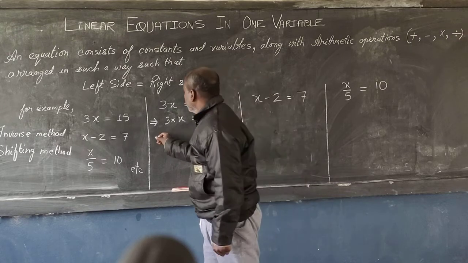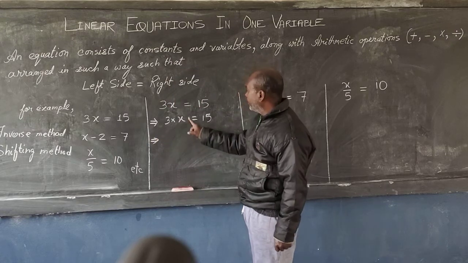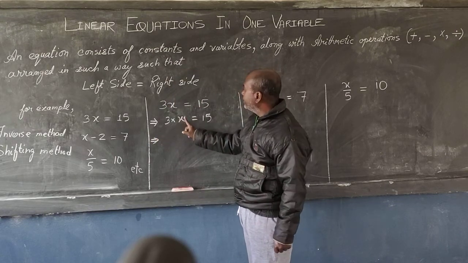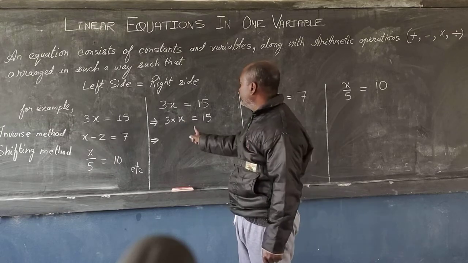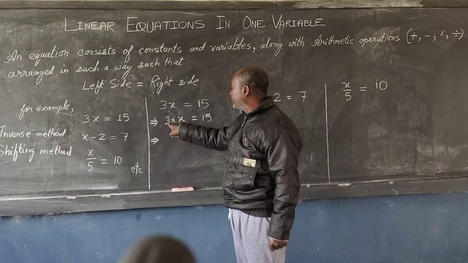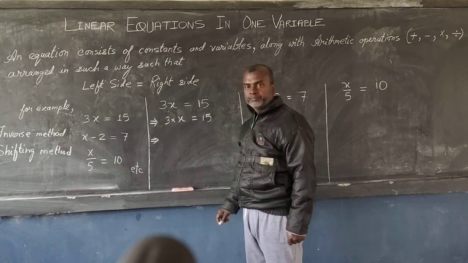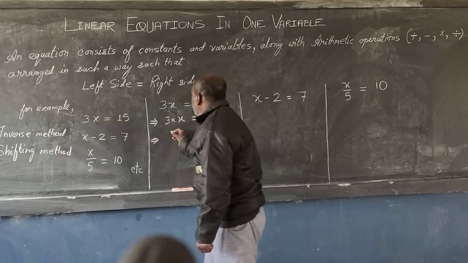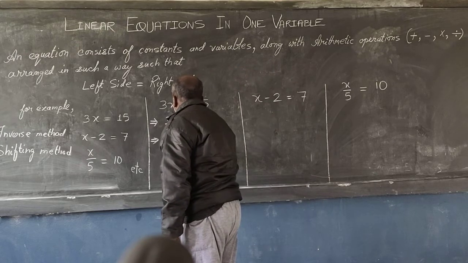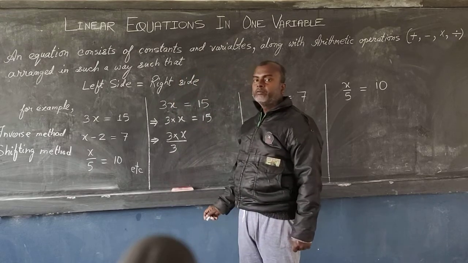Clear? In the next step, in the inverse method, to find the value of x, we need to isolate x. That means 3, which is multiplied by x, is attached to x. We need to remove this 3. Now to remove multiplied by 3, you can give divided by 3. This is the meaning of inverse.